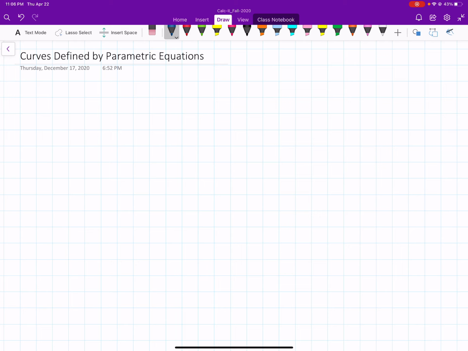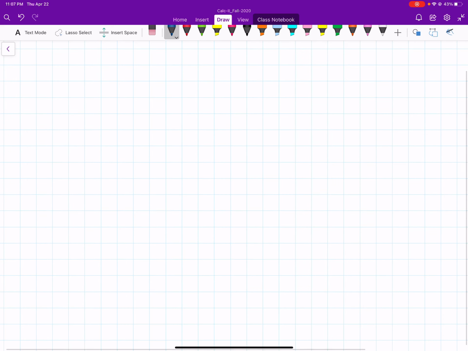In this course, we have to cover only two sections of this chapter. Those two sections are section 10.1 and section 10.2. Today we are going to cover 10.1 and then I'll cover 10.2. So this is a curve defined by parametric equations. Let me use a small plot to give you the motivation.